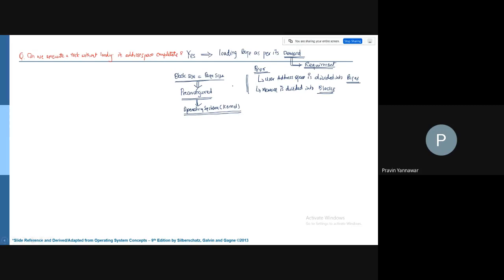The prior knowledge which we have is that the user address space is divided into pages, and memory is divided into blocks. Just to maintain the relationship between the pages and the memory blocks, we have used hardware registers, which are nothing but the PMT, called the page map table, and next is the memory block table. So the page map table and the memory block table.